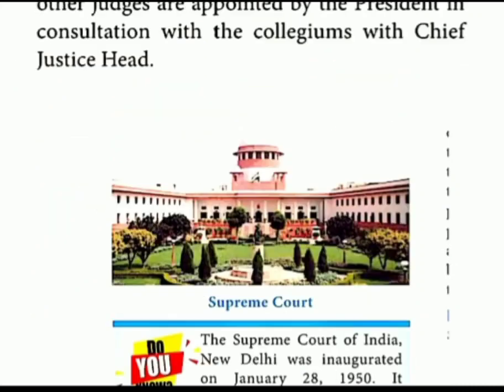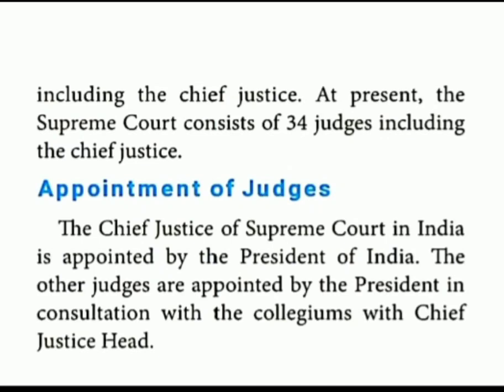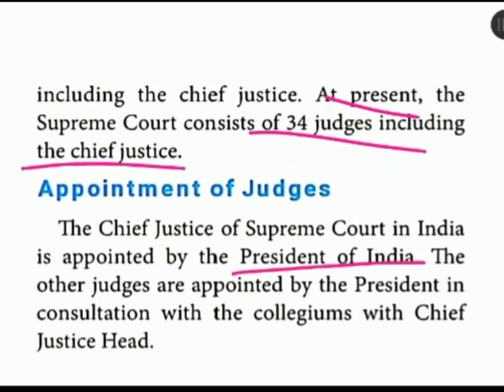Okay, so that is all that is given in this para. Just before, I told you 34 judges are there, including the Chief Justice at present. The next one, appointment of the judges. Who has the power to appoint the Chief Justice as well as judges of the Supreme Court? In the sense, the President of India. Yes, the President of India has the power to appoint the Chief Justice as well as judges of the Supreme Court.